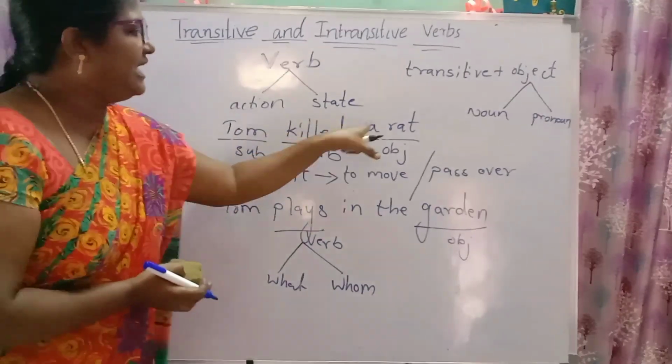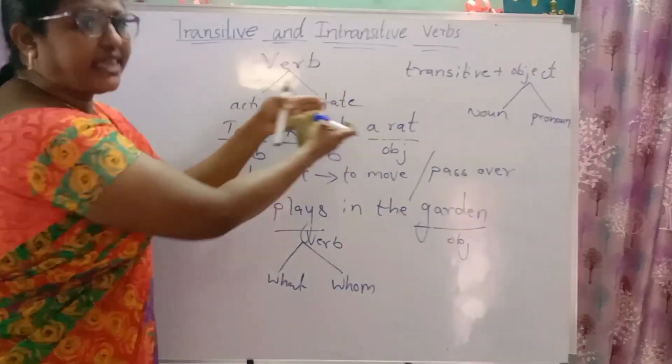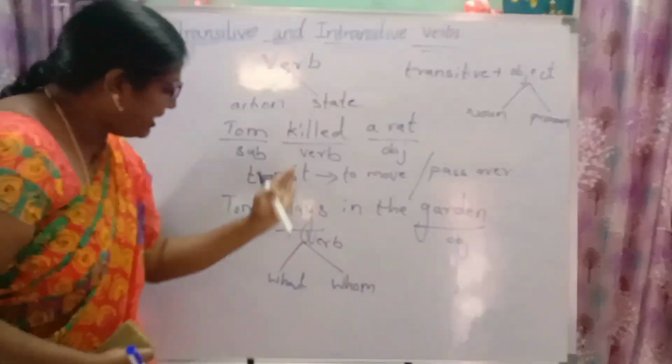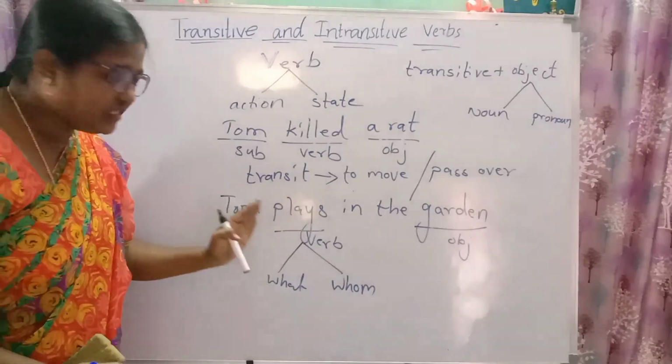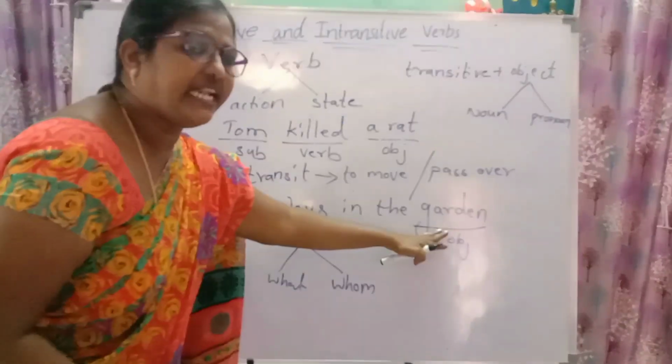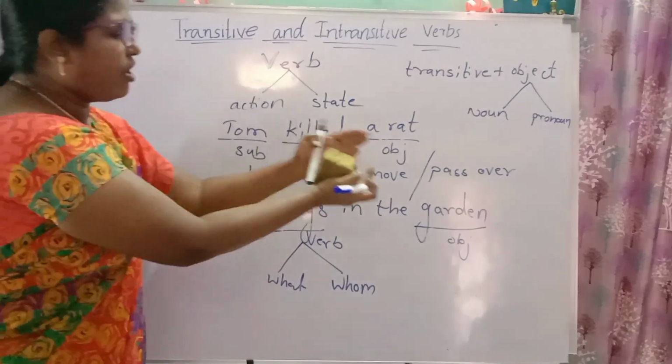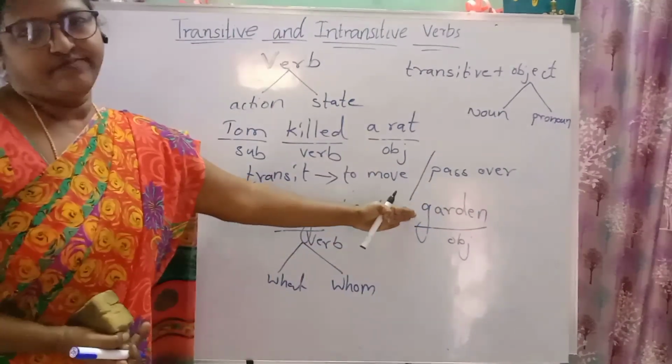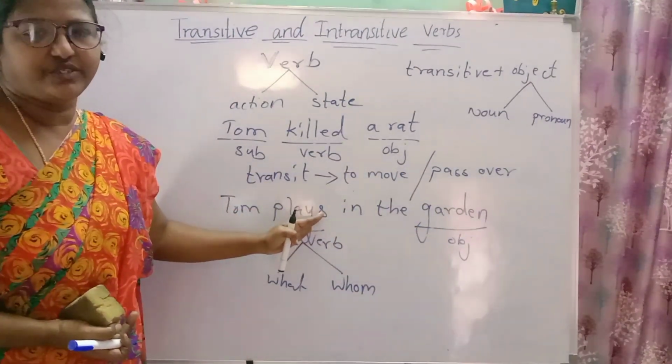Here, Tom killed a rat. Killed a rat. The action moves to the object. Whereas here in the second sentence, Tom plays in the garden. The action is not moved to the object. So this is an intransitive verb.